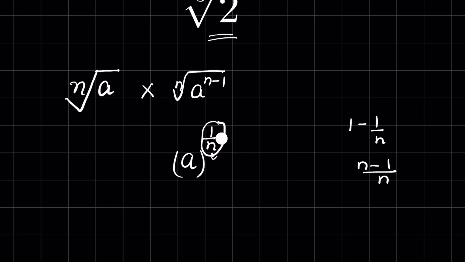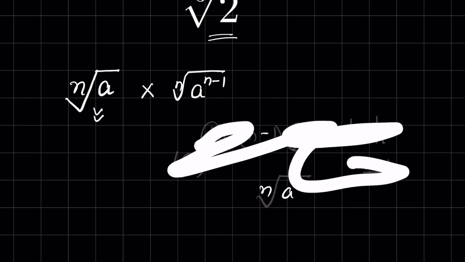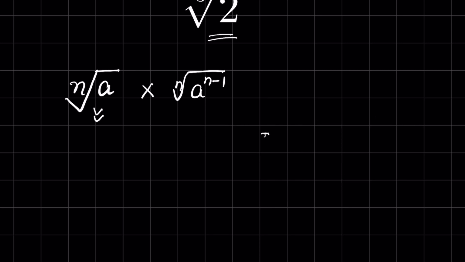This means if you add n minus 1 upon n to 1 upon n, then it will be equal to 1. And n minus 1 upon n means n minus 1 times 1 upon n, and 1 upon n means the nth root of a, and this exponent is n minus 1. So when we have to rationalize the nth root of a, we multiply and divide by a raised to the power of n minus 1 under the nth root.